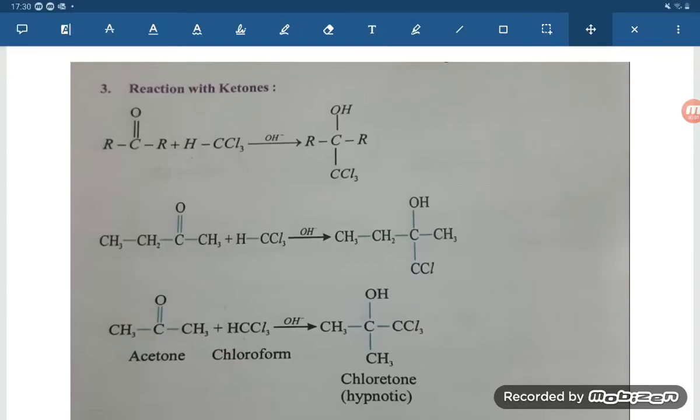Now let us see, student, the reaction with ketones. Okay, reaction of chloroform with ketones. So how the reaction is taking place, student, you can try to understand. So here, this is the ketone, student.